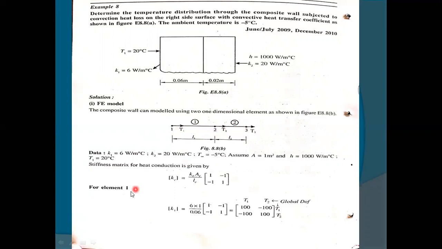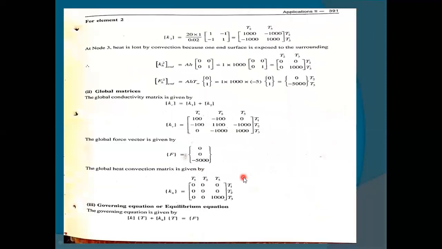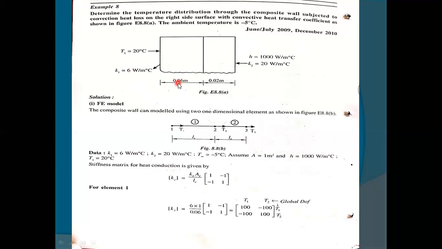Now first we are going to calculate the stiffness matrix for heat conduction. That is nothing but K^e equal to KA divided by L times the matrix [1 -1; -1 1]. We are calculating the stiffness matrix for element 1 and element 2 based on conduction. For element 1, K is 6. Area is not given, so we assume 1 meter square, divided by L equal to 0.06 meter. Everything we are calculating in meters, since the thermal conductivity and heat transfer are given in meters. So then we will get the K1 matrix.